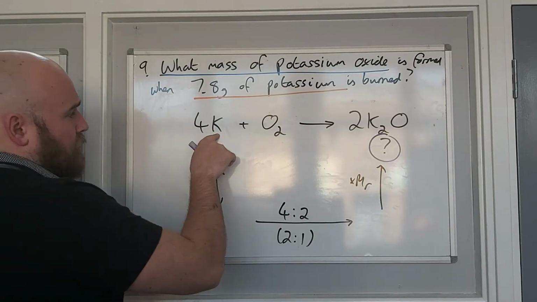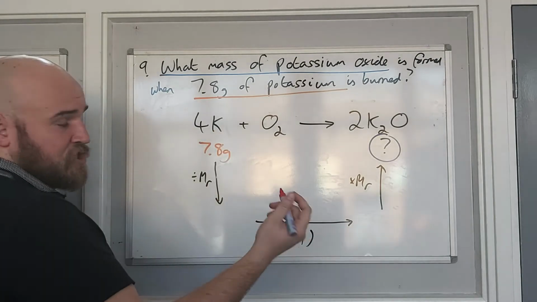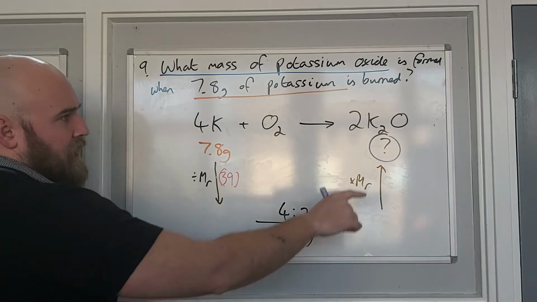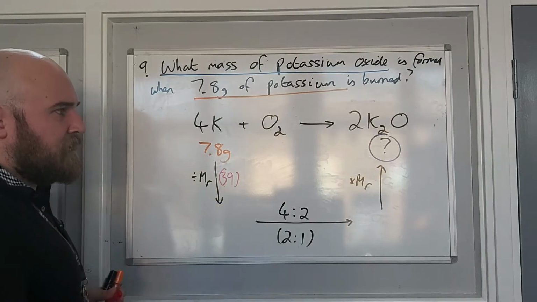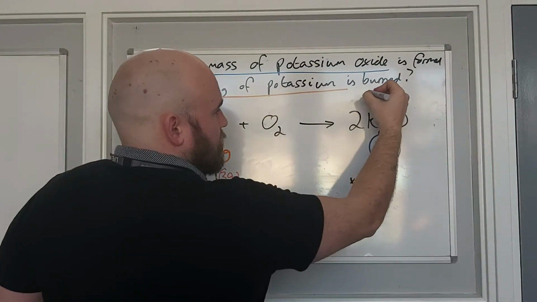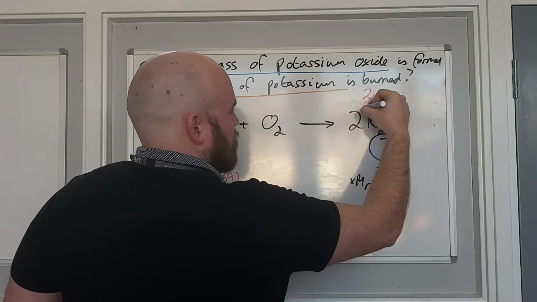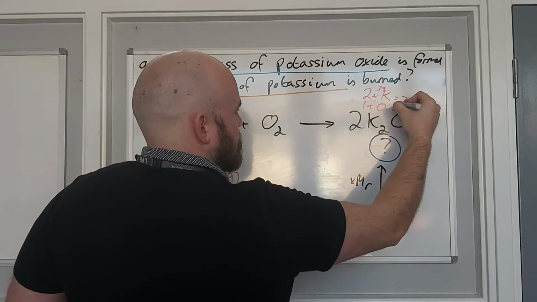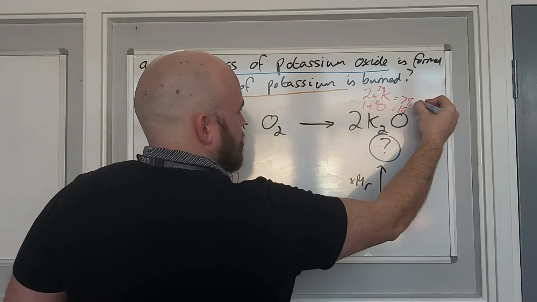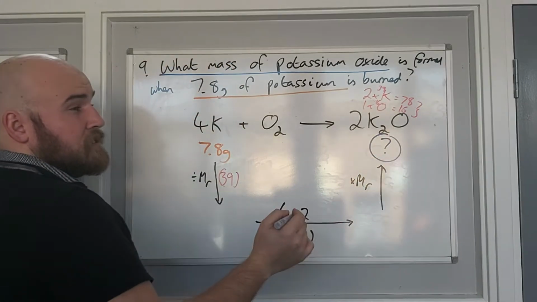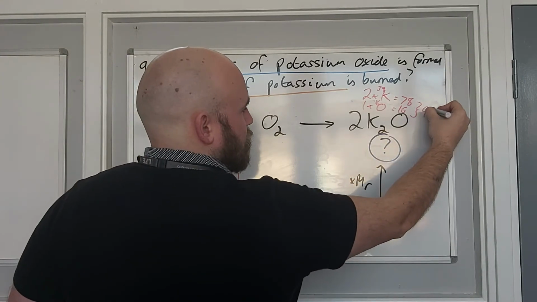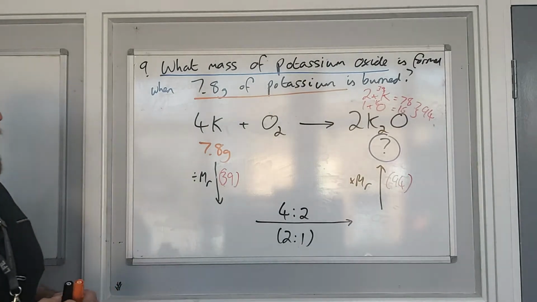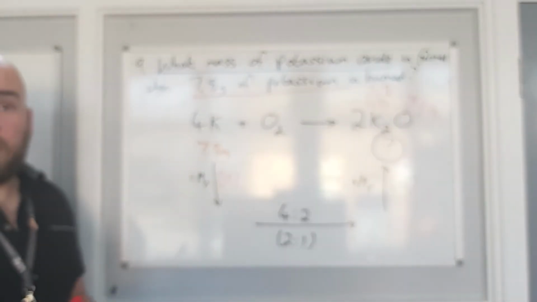So the MR of potassium, if you look at the top of the sheet, is 39. The MR of potassium oxide is, well, let's just work this out, 2 times potassium, 1 times oxygen. So they add together to make 94. Yeah. And now I've got everything set in place, ready to go.